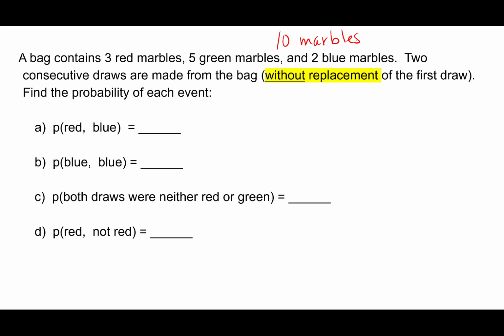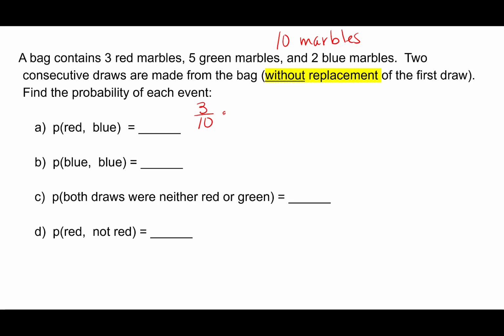Look at A. It's a little p parentheses red comma blue. What that translates into English is the question, what is the probability that the first pick will be red and the second pick will be a blue marble? So let's talk about the math behind this. The probability that the very first marble will be red is 3 out of 10. There's a 3 out of 10 chance you're going to pick a red because there's 3 red marbles out of a total of 10 marbles.